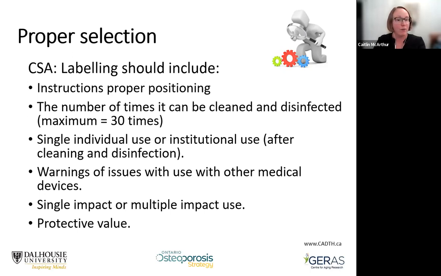And then it should also have a protective value. So the protective value is how much the hip protector reduces the force during a fall. This is a number between 0 and 100. And the larger the number is, the greater the protection. So a higher number, closer to 100, you'd have greater protection. So do make sure if you're looking at hip protectors that you look at the CSA label, it answers all this, and does that align with the person who's going to be wearing them?